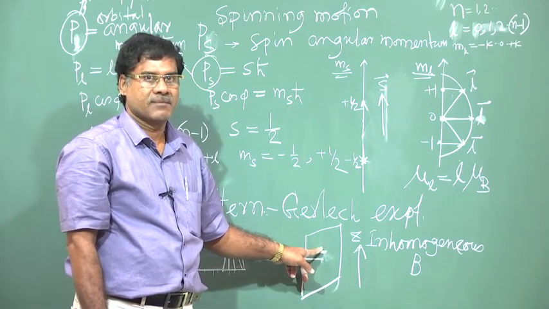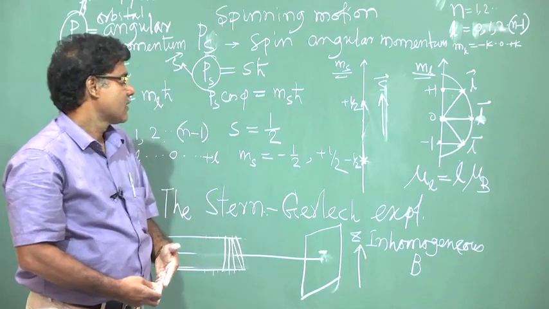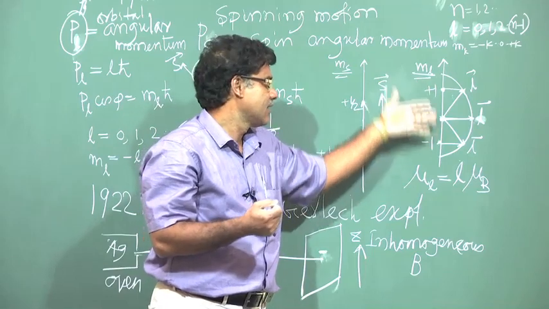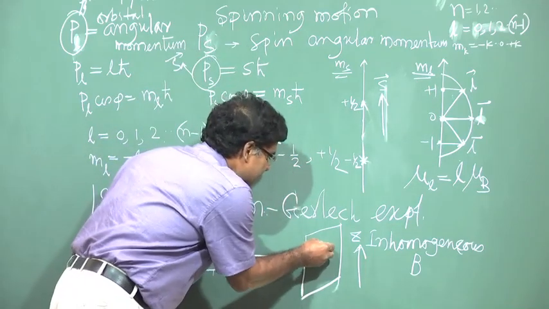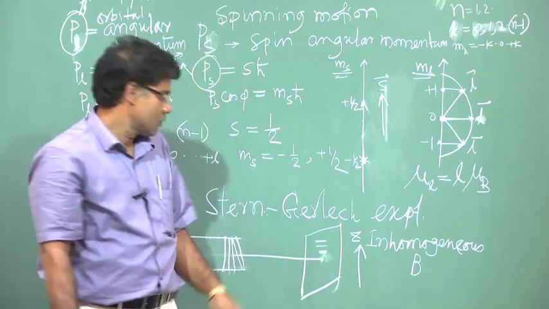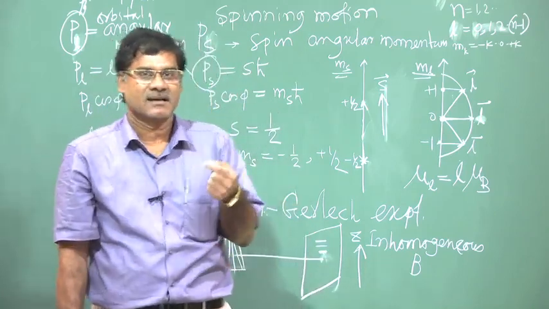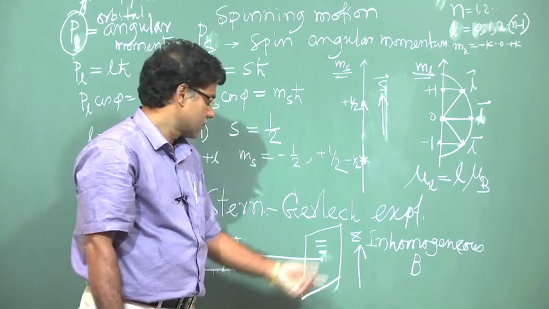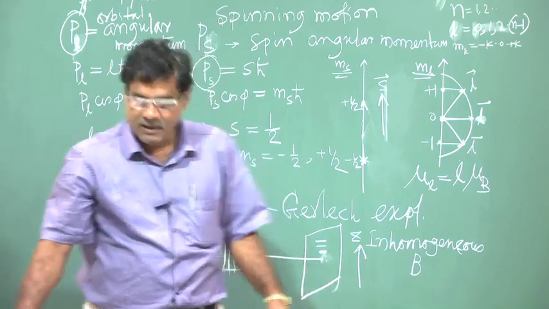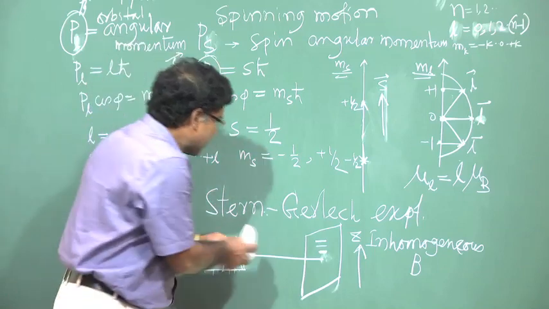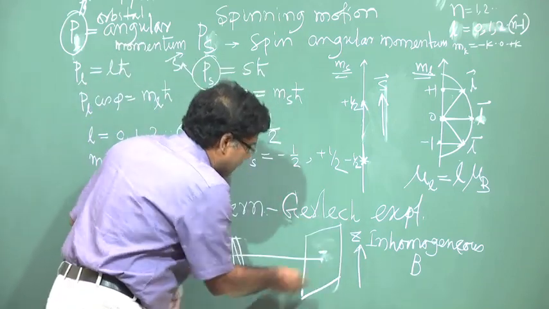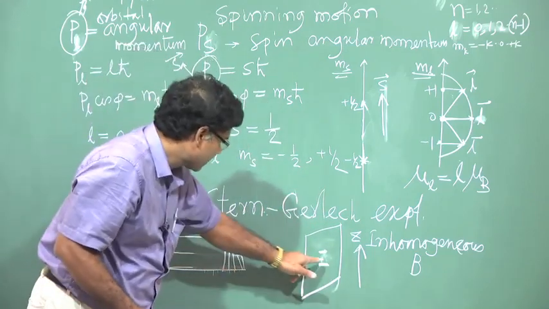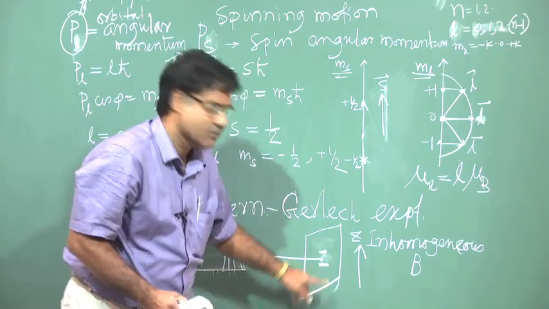And if space quantization exists, then depending on the ml value, we should see different discrete depositions of silver on the screen. That is what one should observe. But experimentally, what was observed? Experimentally it was observed that all the time we are getting two spots, one up and another down, off from the center. Okay.